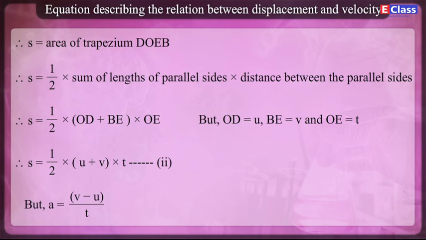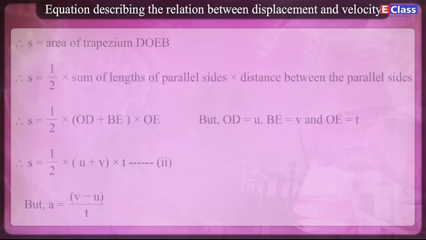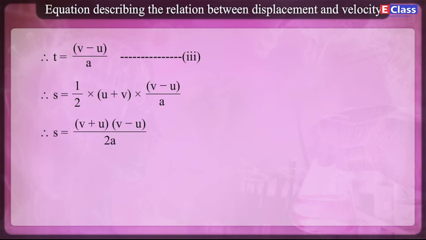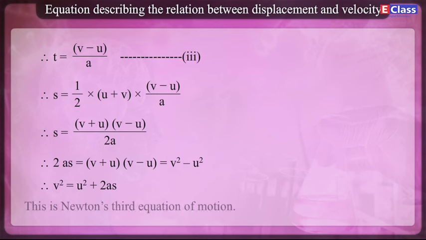But a is equal to (v minus u) upon t. Therefore, t is equal to (v minus u) upon a. Therefore, s is equal to 1/2 multiplied by (u plus v) multiplied by (v minus u) upon a. Therefore, s is equal to (v plus u)(v minus u) upon 2a. Therefore, 2as is equal to (v plus u)(v minus u), which is equal to v² minus u². Therefore, v² is equal to u² + 2as. This is Newton's third equation of motion.